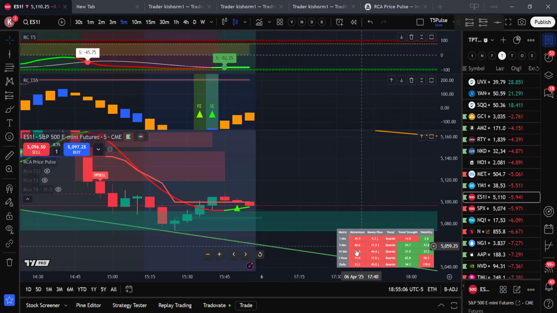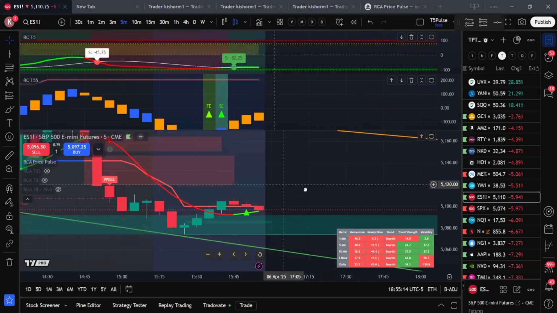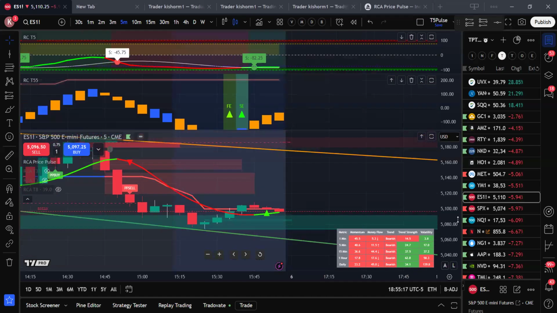If your 1,515 is red, focus only on the sell signals. If 1,515 is green, focus only on the buy signals. Don't complicate anymore. Just focus on these three. As long as these three are red, only take the sell. If these three are green, only take the buy.